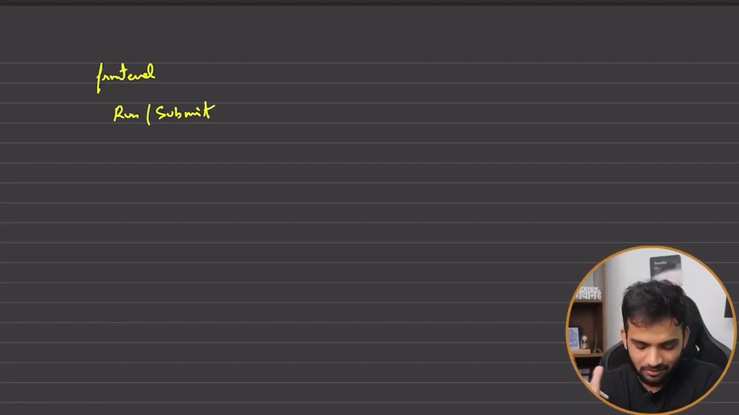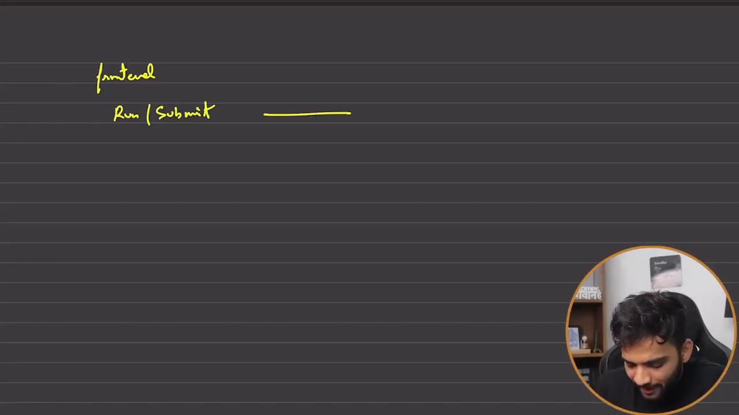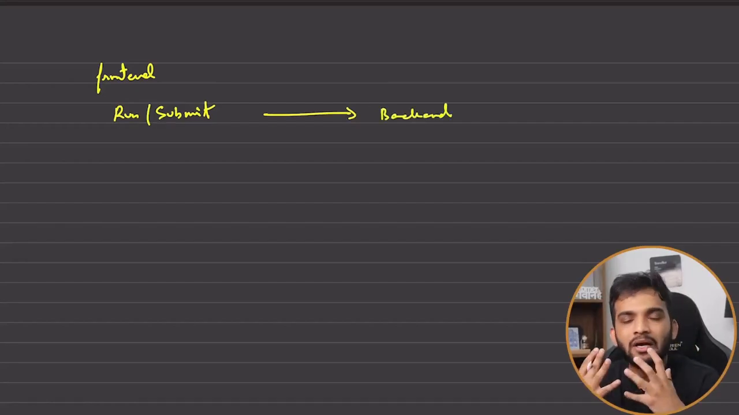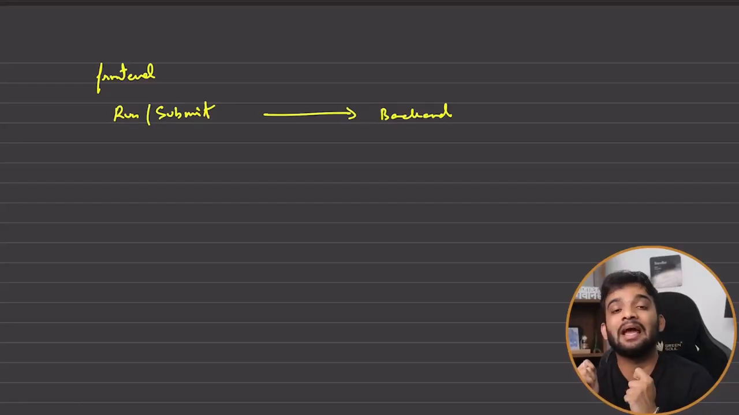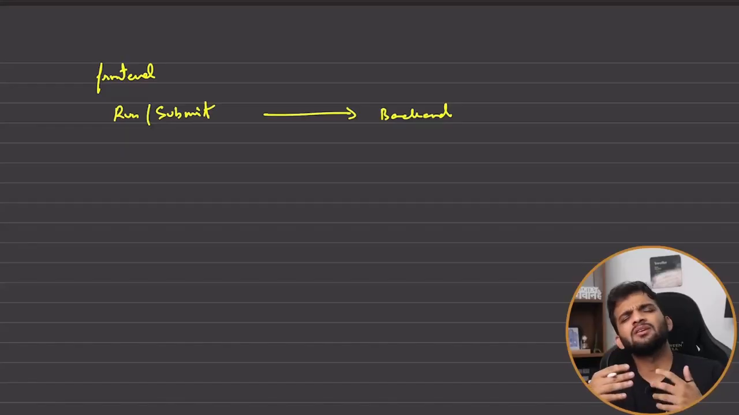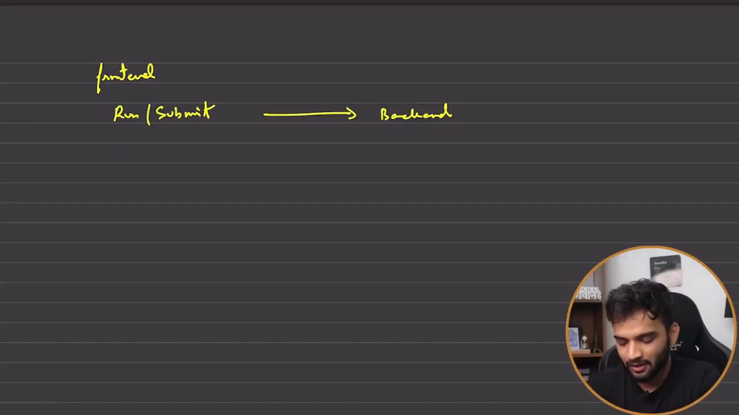Whenever you press the run or the submit button, there's a request that goes to the backend, correct? And the backend basically takes your code and the language that you're using, along with test cases if needed. The backend is going to run it, correct?